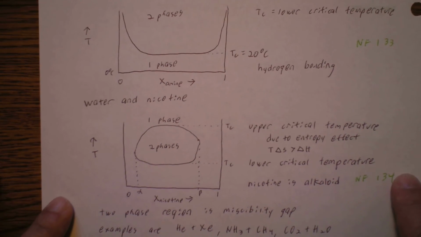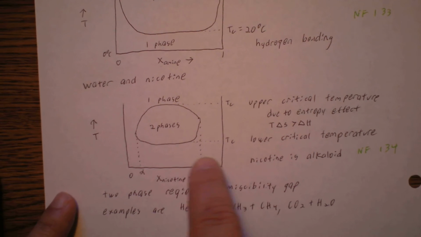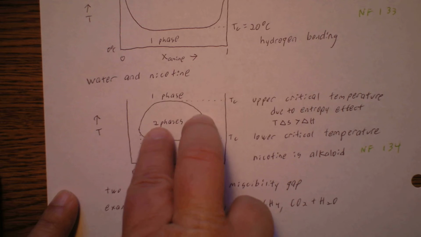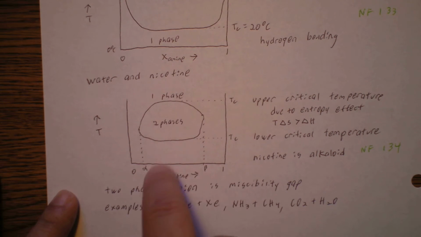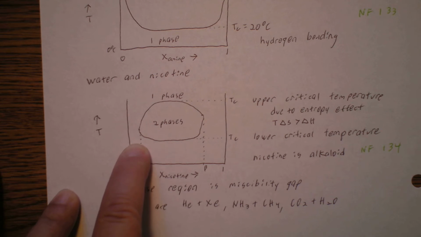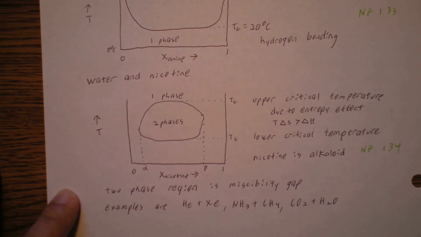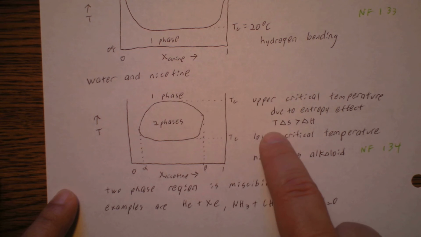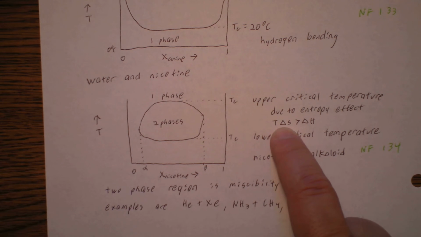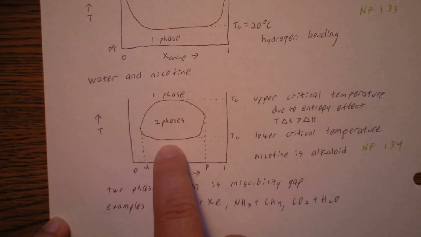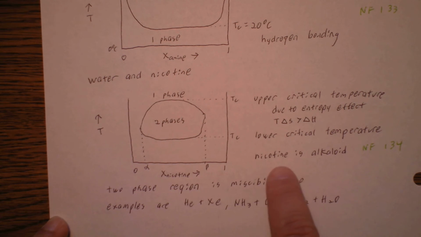Now, on the other hand, there's water and nicotine. Here, in the right region of mole fractions and temperatures, you have two phases. At really low temperature or really high temperature, you have one phase. And of course, if you have really low concentration of either, you have just one phase. So in this case, we have an upper critical temperature. This is due to entropy. In this case, temperature times the change in entropy is going to be greater than the change in enthalpy. And then down here, we have a lower critical temperature.